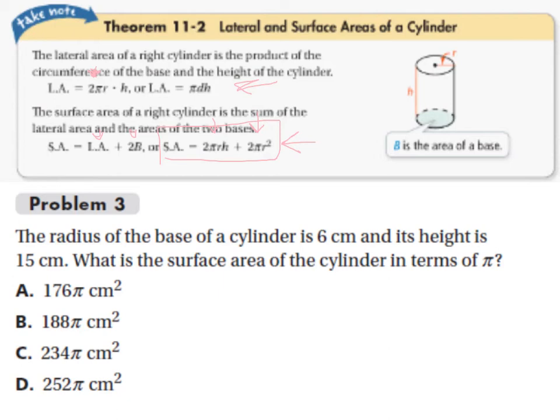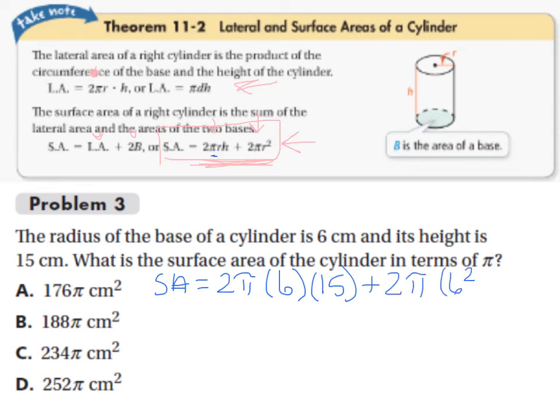So this says the radius of the base of a cylinder is 6 centimeters, and its height is 15. What is the surface area in pi units? So I'm just going to use this equation right here. So I'm going to plug in what I know. So surface area is going to be equal to 2 pi, and then I have an r here. So r, it's telling me, is 6, times my height here is 15, plus 2 pi, and then I have my r squared. Remember, you want to leave it in pi units.